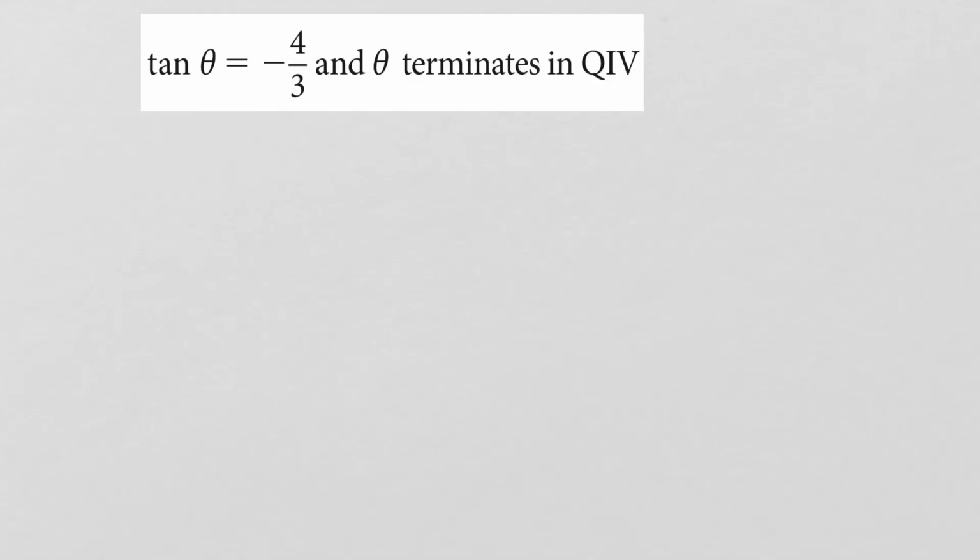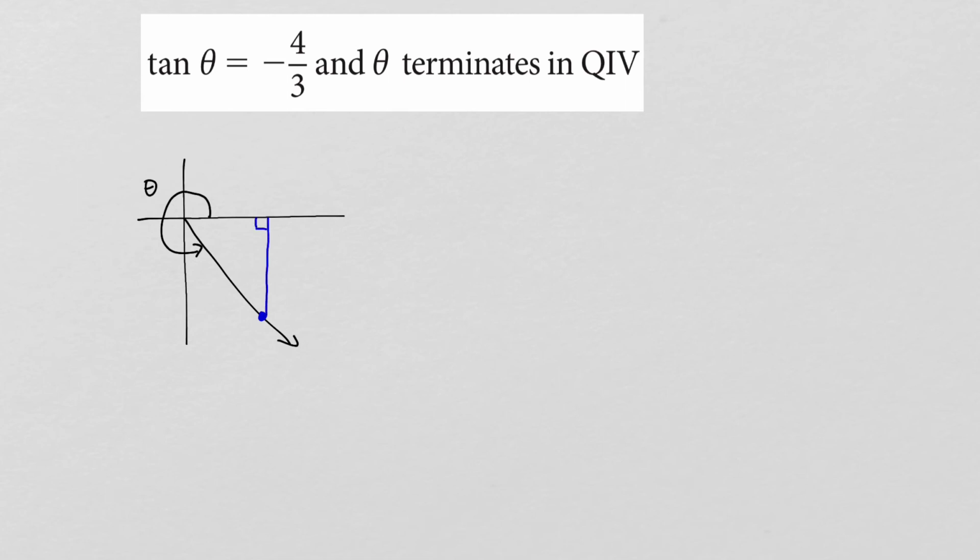So here we have the same situation. We're given tangent of theta is negative 4/3, and theta terminates in quadrant 4. Let's draw a picture of this. So first thing I'm going to do is sketch an angle terminating in quadrant 4, and you don't have to be precise with how you draw this angle. We just want to make sure that it definitely does terminate in quadrant 4. Then I'm going to pick any point on the terminal side, and from there I'm going to draw a line perpendicular to the x-axis, making a triangle. And in this triangle, this is x, this is y, and this is r.